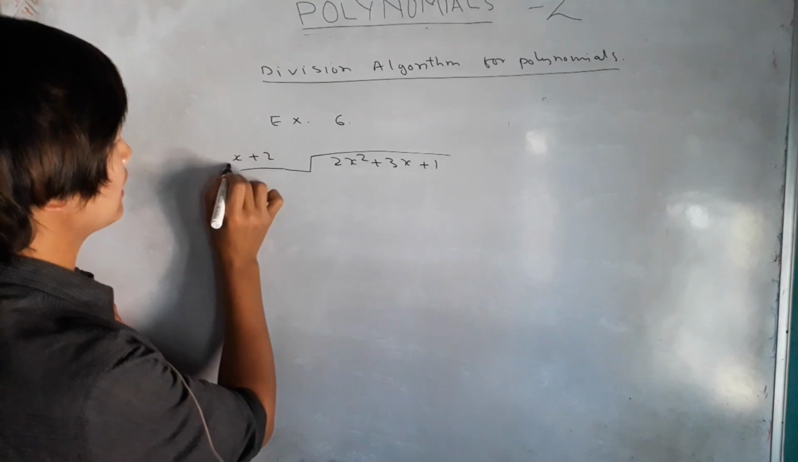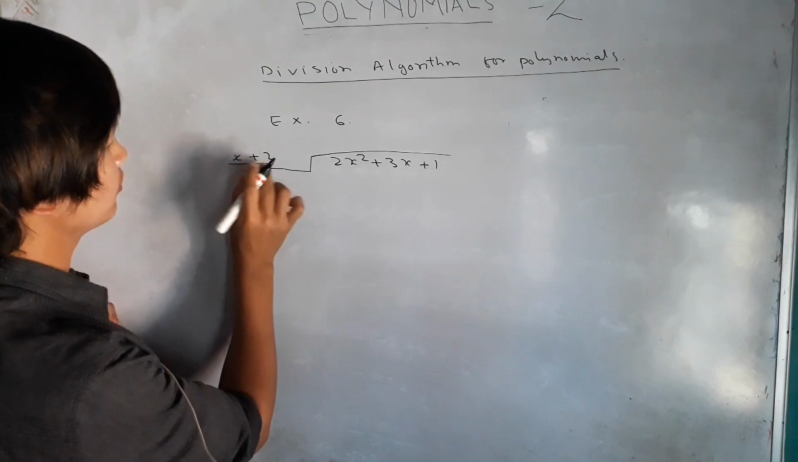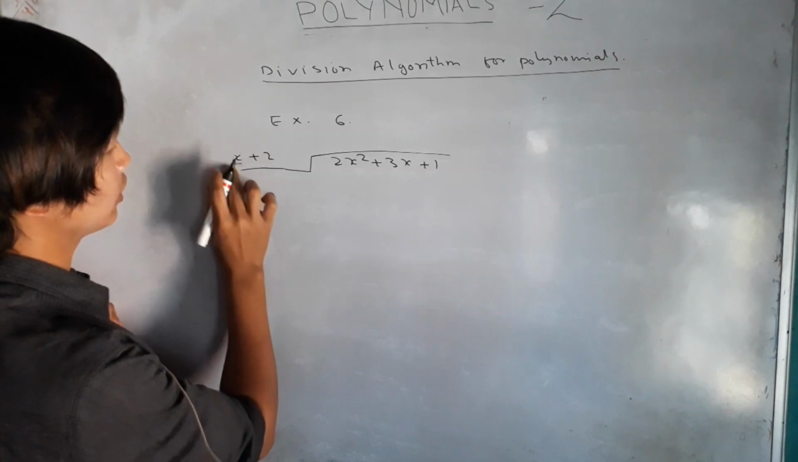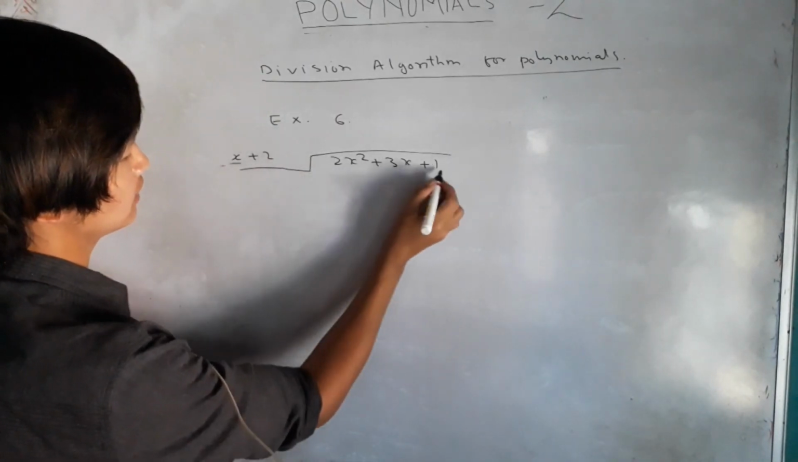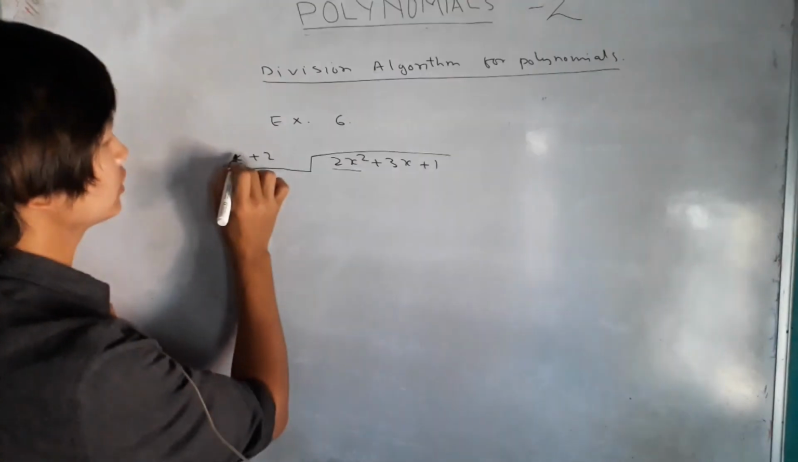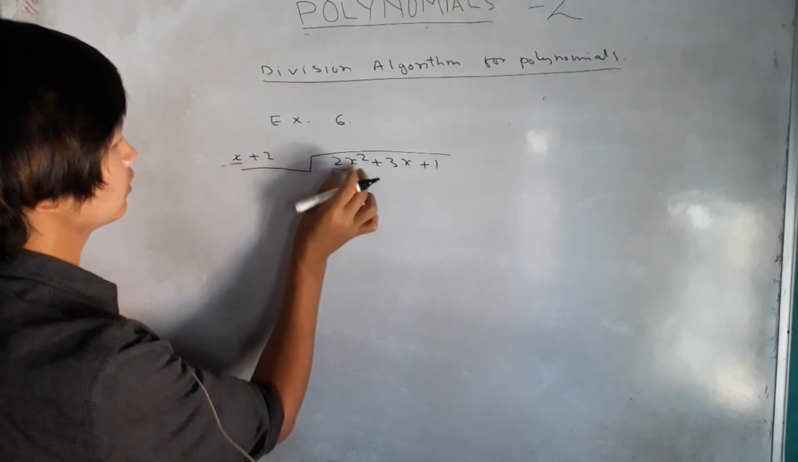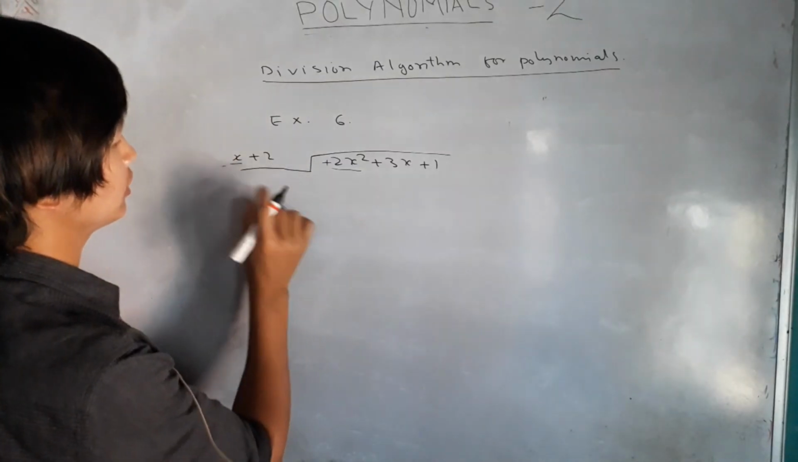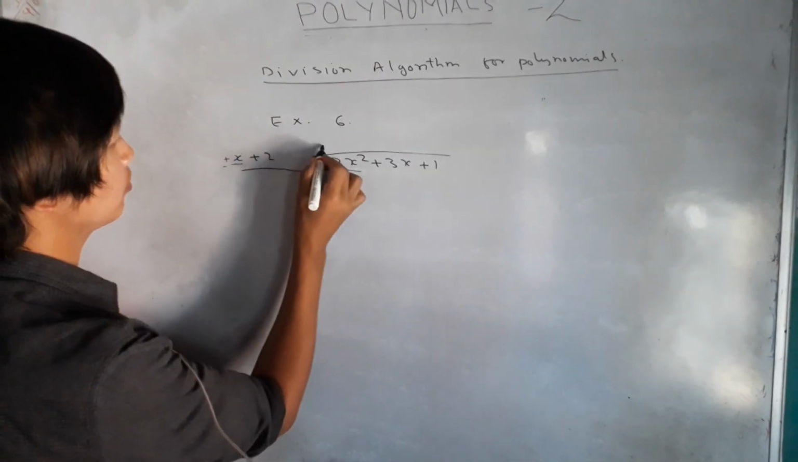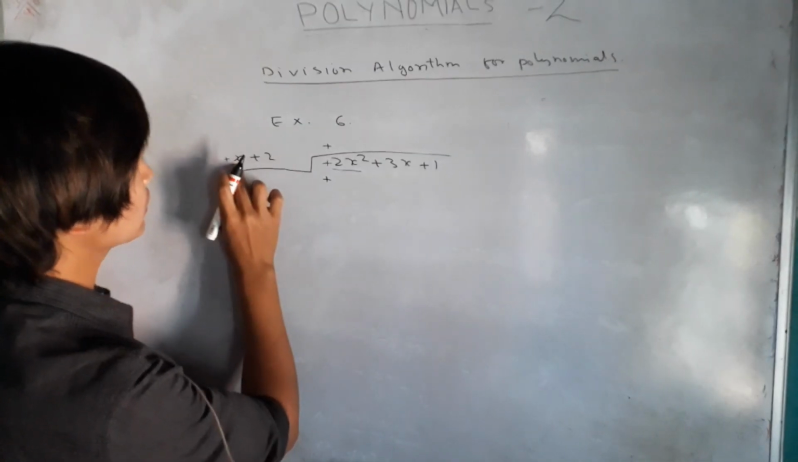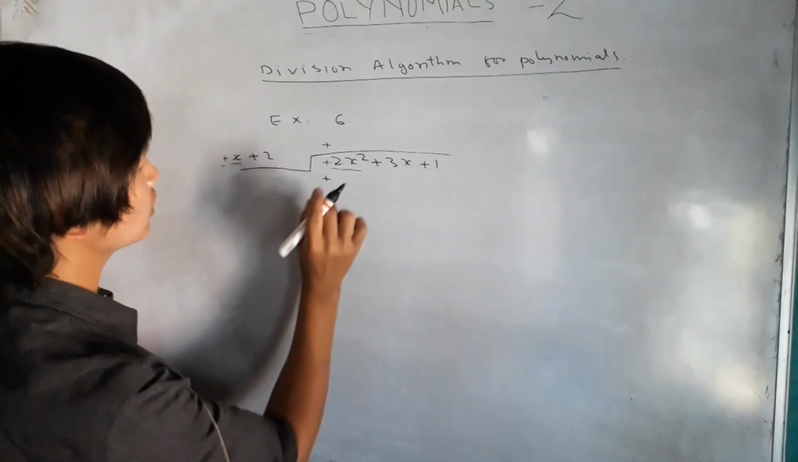First note the highest degree term from the divisor. Which one has the highest degree? This is the highest degree, so I need to focus on this term by this term. Here the sign is positive, so I need to bring positive here. Plus into plus, plus, the sign is done. So x how many times will be 2x square?